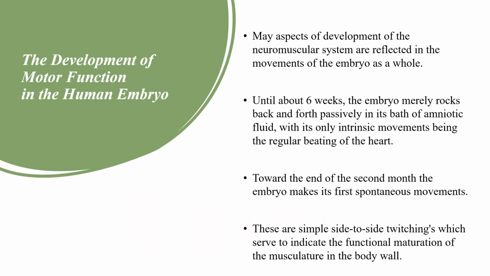So, the development of motor function in the human embryo. Many aspects of the development of the neuromuscular system are reflected in the movements of the embryo as a whole. Until about 6 weeks, the embryo merely rocks back and forth passively in its bath of amniotic fluid, with its only intrinsic movements being the regular beating of the heart. Toward the end of the second month, the embryo makes its first spontaneous movements, and these are simple side-to-side twitchings which serve to indicate the functional maturation of the musculature in the body wall.